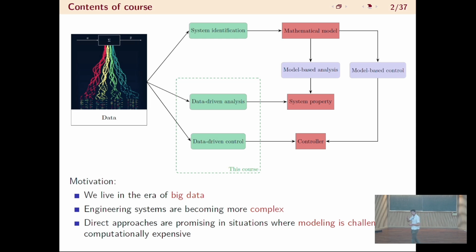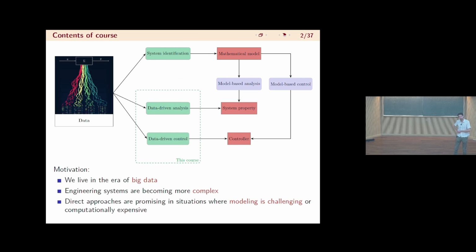Then finally, a point about the motivation for using this direct pipeline. So why should we avoid maybe modeling, and why should we go directly from data to the controller? Well, direct approaches are promising in situations where modeling is either challenging, or sometimes even impossible, or computationally expensive. As you can imagine, it takes computation time to create a mathematical model from your data. If you can avoid that, that approach will be more computationally tractable.